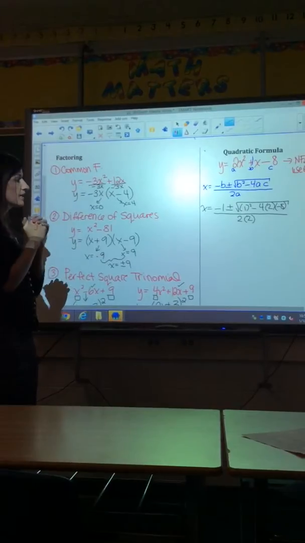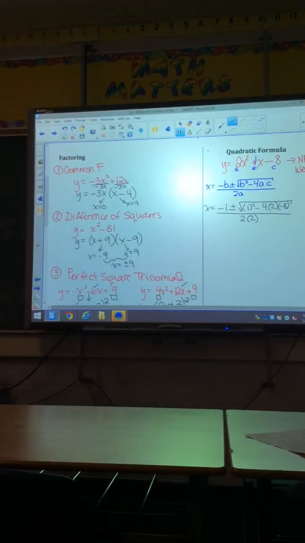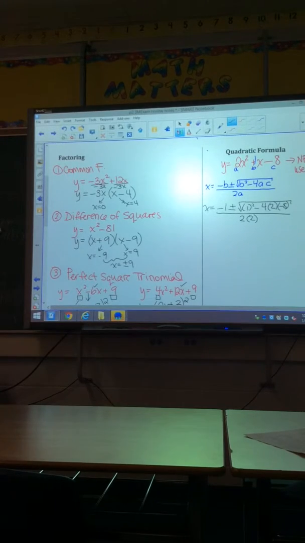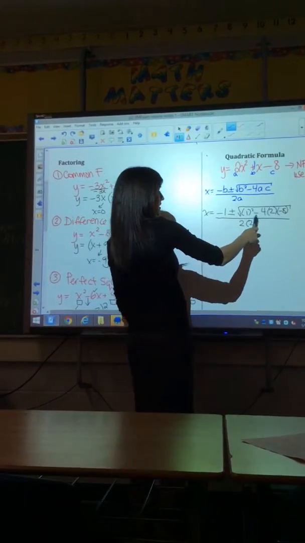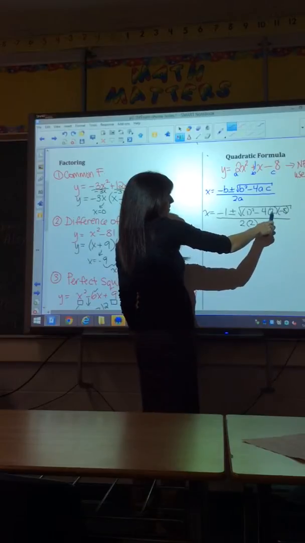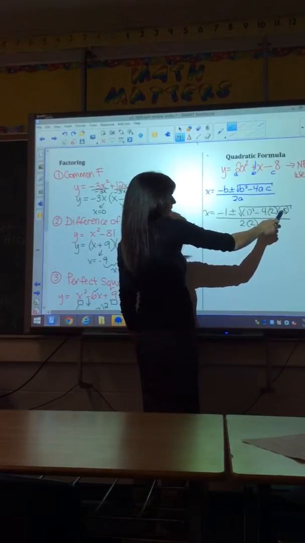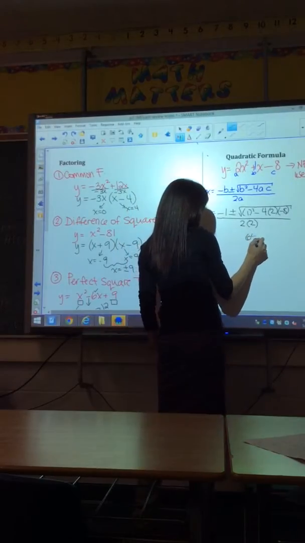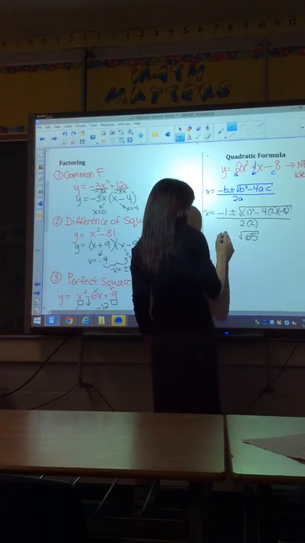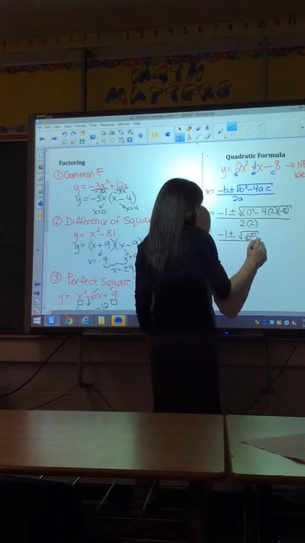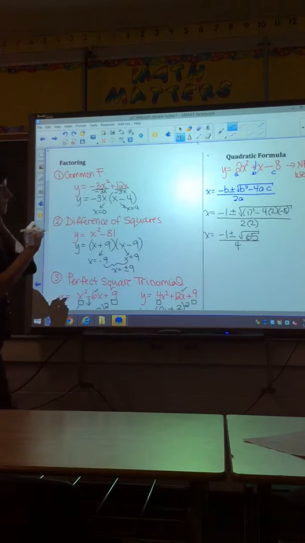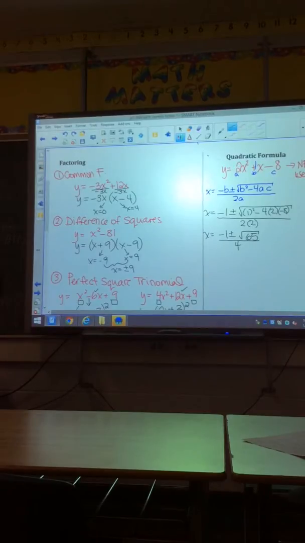Show me one step where you plug in the numbers. Then figure out the entire square root. So 1 squared is just 1. 4 times 2 is 8. 8 times 8 is 64. And the 2 negatives would make it positive 64. So we have 65 under the square root sign. And it's all over 4. So simplify it to that point. What happens after that?